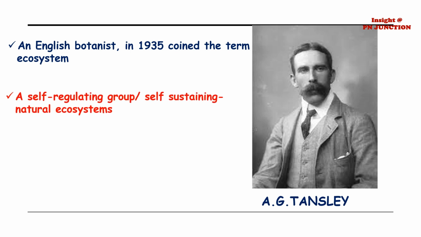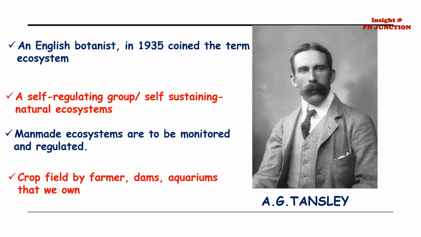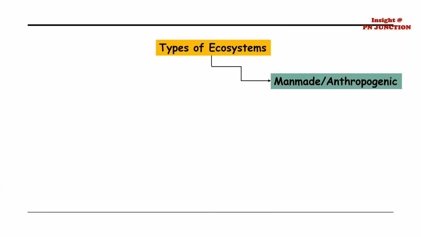Natural ecosystems are self-regulating ones, which means nutrient cycling will take place by itself between living and non-living things here, also with more biodiversity. Whereas man-made or anthropogenic ecosystems are regulated by anthropogenic activities. Productivity is high in a man-made ecosystem, as a farmer here can regulate it as per the need of production.